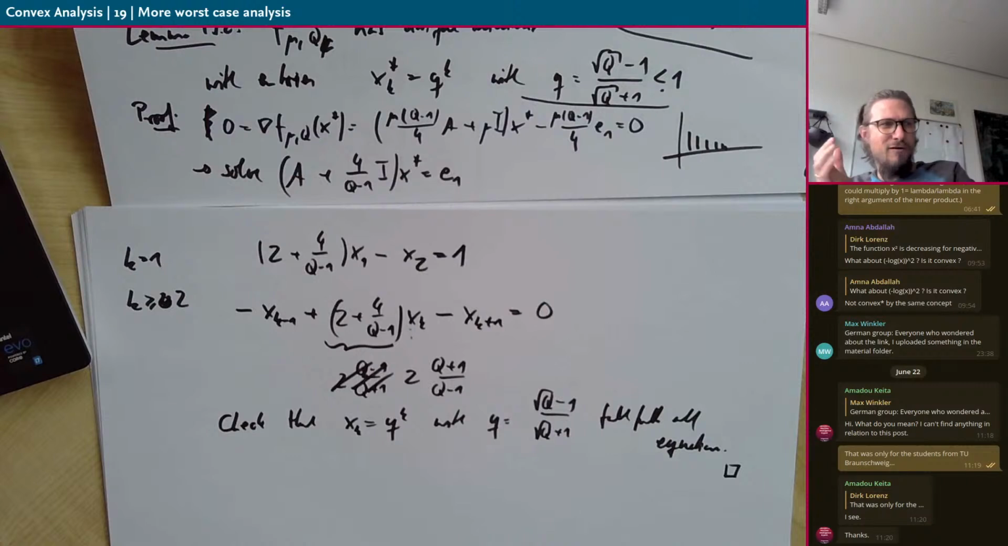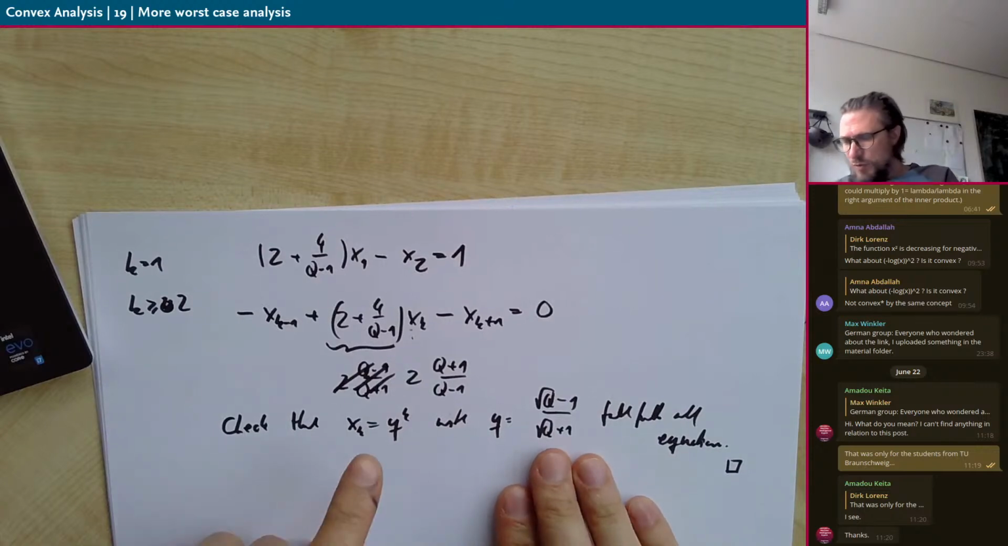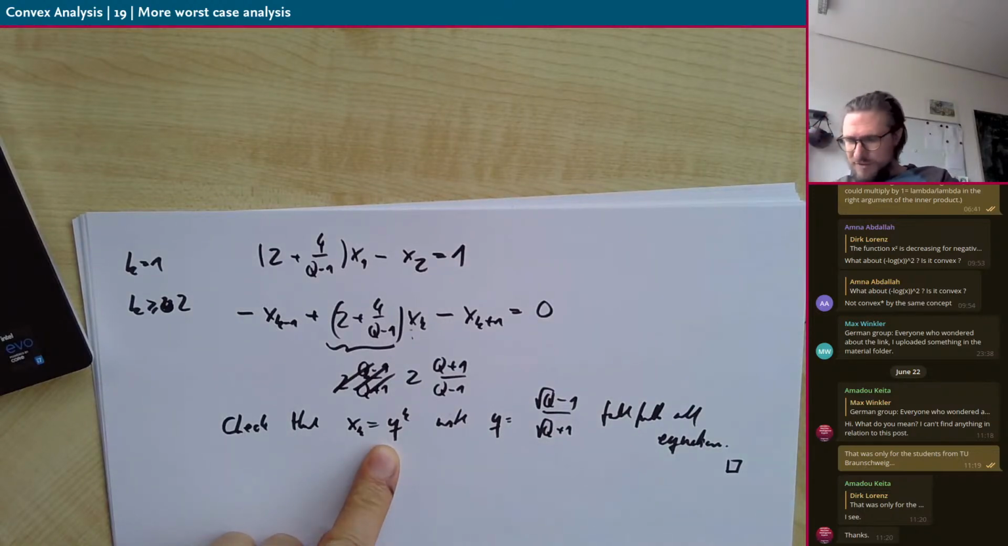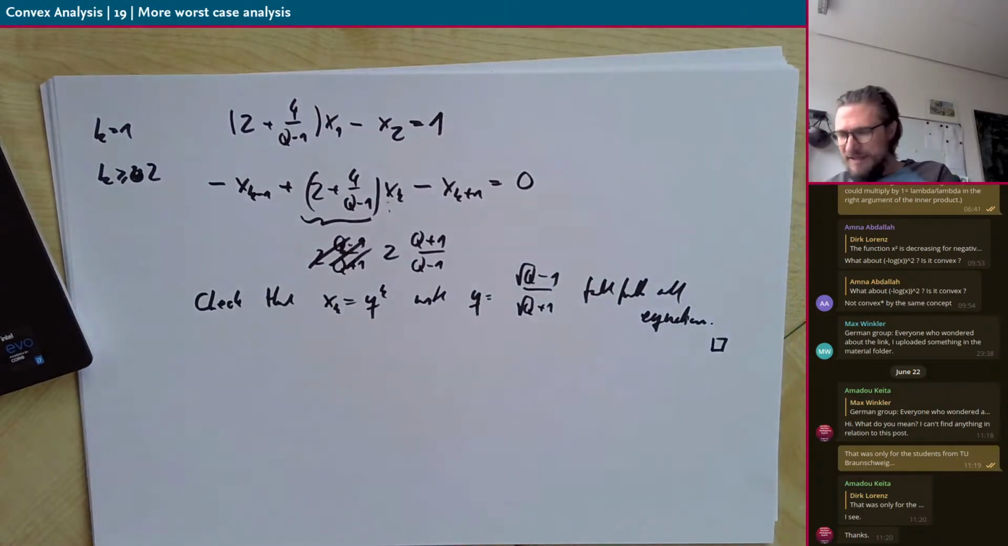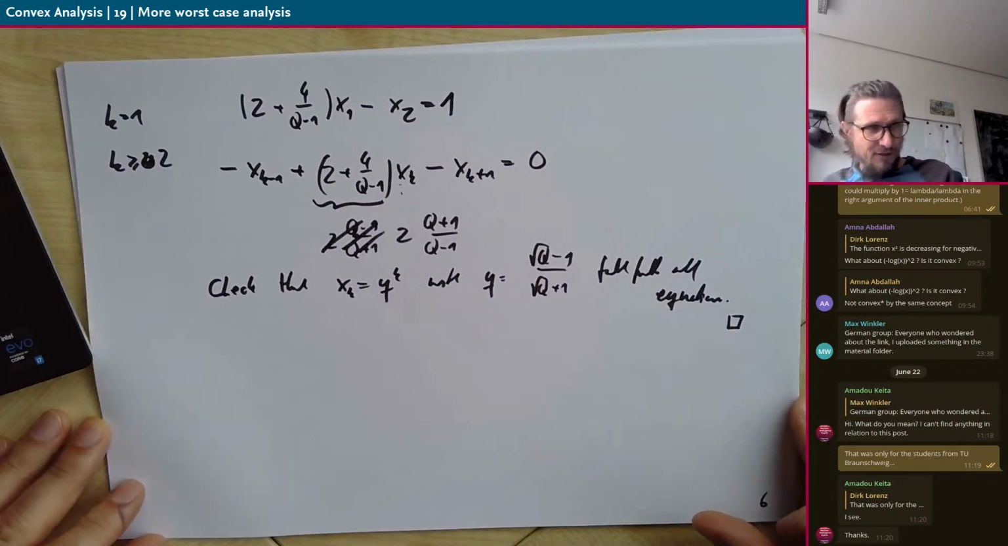Okay, here I'm back. Okay, good. So we know that this function, which we hope will be the annoying one, has this minimizer here, which consists of a geometrically decaying sequence. And so now we just use it and calculate the lower bounds.